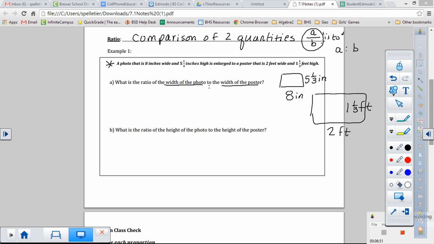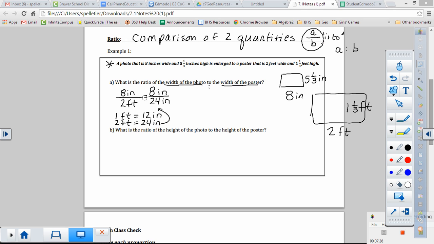They want the width of the photo, so 8 inches is to the width of the poster, 2 feet. Now the only problem is we can't compare apples and oranges. These are two completely different things, inches and feet. So in my mind I'm going to say 1 foot equals 12 inches, so 2 feet is double that, 24 inches. I'm going to replace the 2 feet with 24 inches. So now it says 8 inches is to 24 inches.